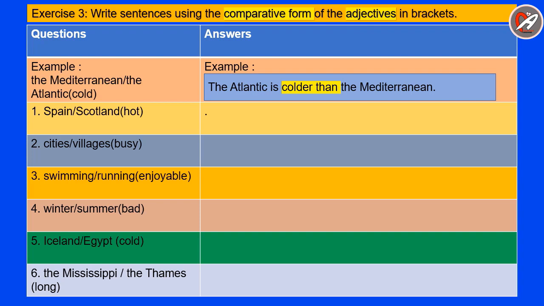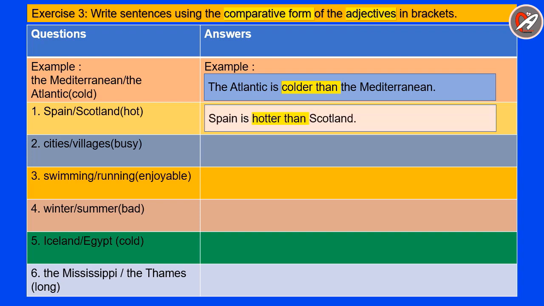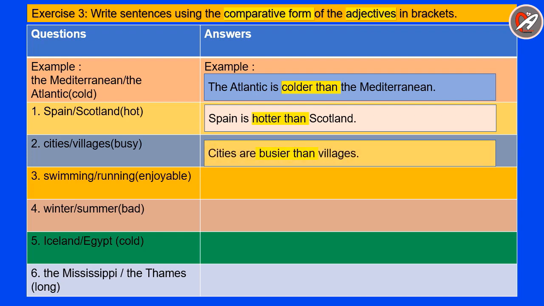Now let's look at question 1. Spain is hotter than Scotland. Okay, let's try cities and villages. The adjective here is busy. So in a sentence, cities are busier than villages.